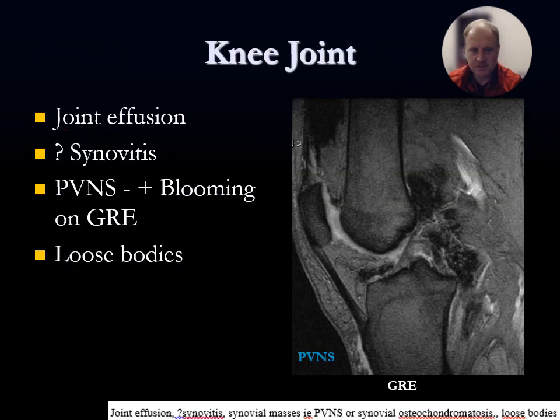Other things to look at in the knee joint would be effusion. That's a very common finding that we always will comment on. Synovitis, anytime there's thickening or fluid in the joint space, you can call that synovitis. This is an example of what's called a gradient image, where you can see blooming artifact that is associated with pigmented villonodular synovitis, where it basically gets darker and larger on this sequence, and can be helpful in that diagnosis. If there are any articular bodies in the knee, you should look for those and describe where those are.